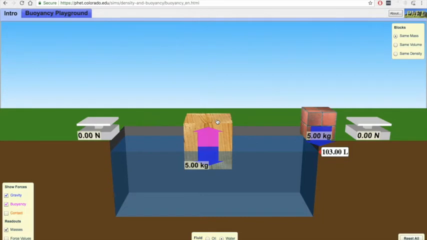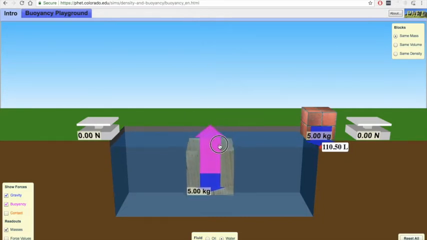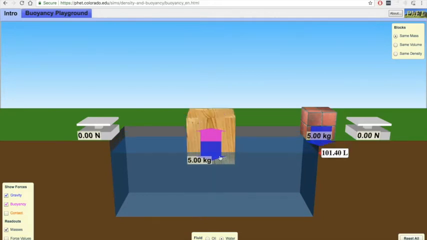If I were to grab this block and shove it underwater, it would displace more fluid. More water would be pushed out of the way. And if it displaces more fluid, the buoyant force on it is larger. And so now you can see the buoyant force, the pink arrow going up, is much bigger than the gravity force going down. And so were I to let go, it will pop back to the surface.